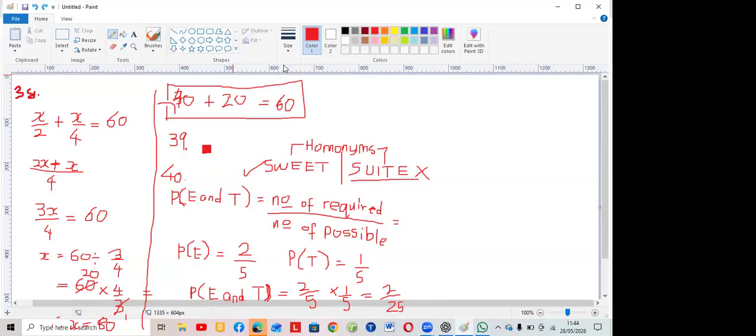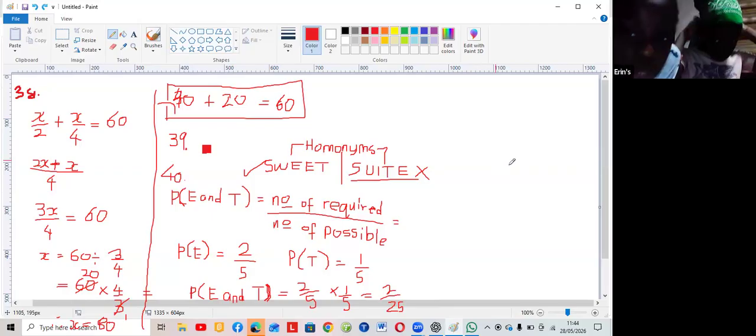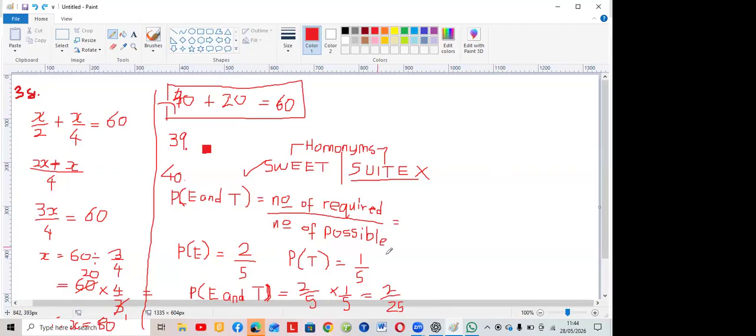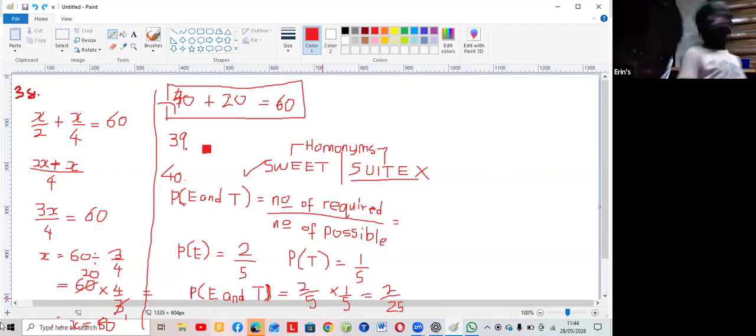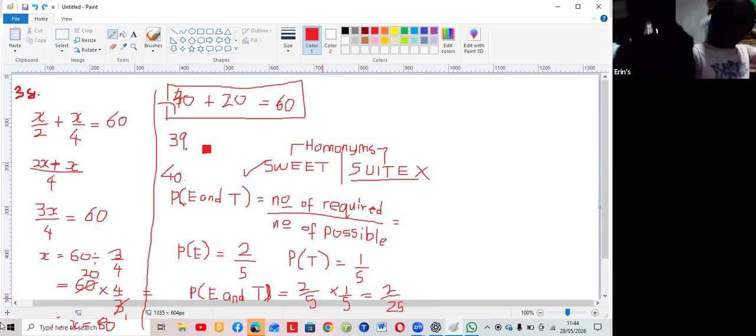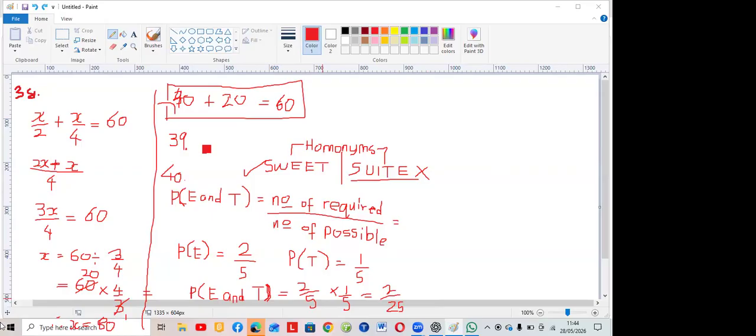Any option like that? Favor, please help us check. No. What are the options? Read out the options for us. 1/2. 1/18.